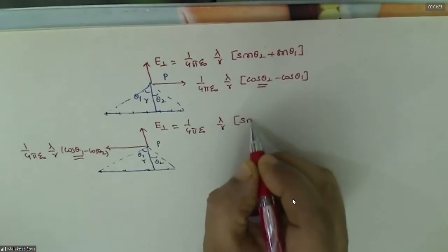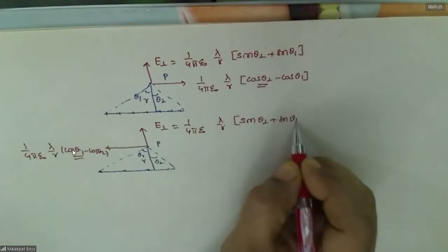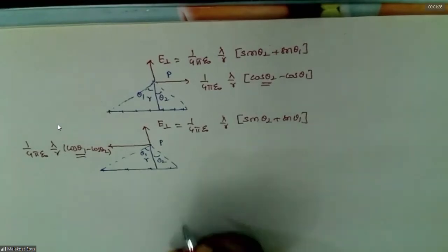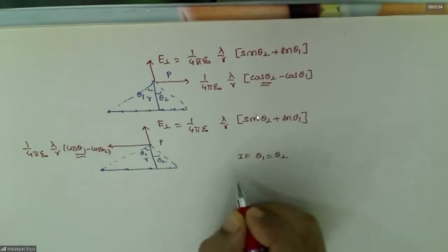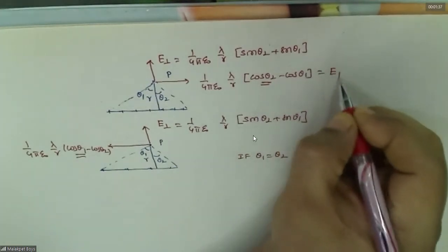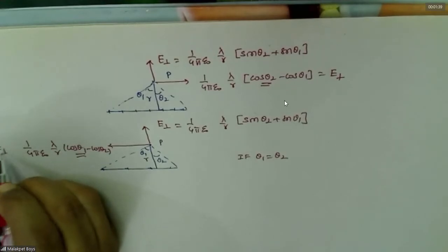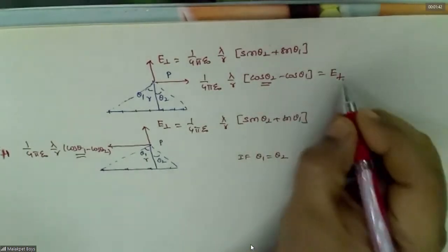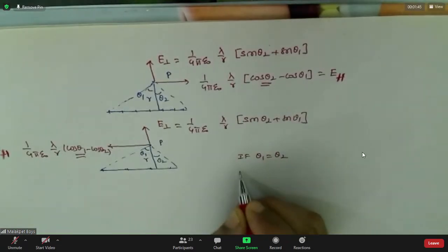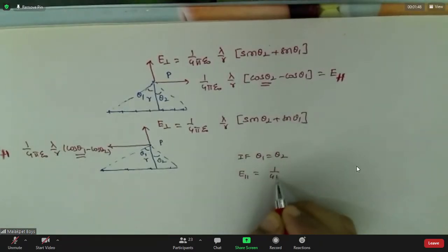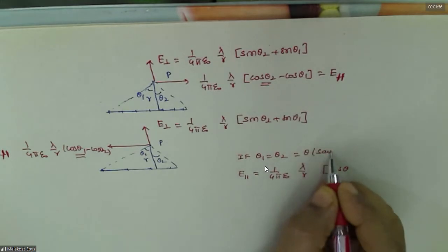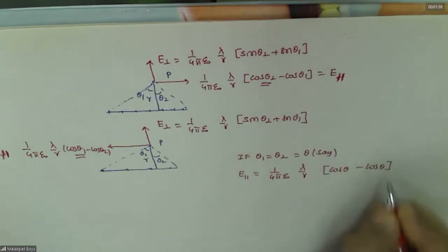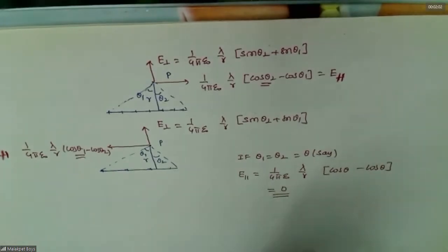Understood this? Yes, I understood. Okay. Now if theta 1 equals theta 2, then what will happen? This will be 0, no? E parallel will become 0, no? Do you agree with this or not? Agreed, sir.